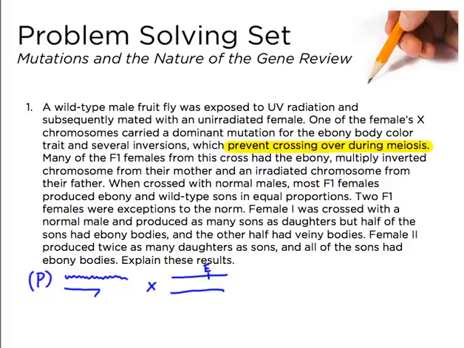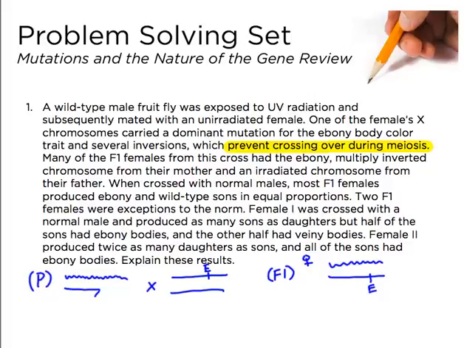When they're mated, it says that many of the F1 females from this cross had the ebony multiply inverted chromosome from their mother and the irradiated chromosome from their father. So let's just focus on these females. They had the irradiated chromosome and the chromosome with the dominant trait for ebony body color.